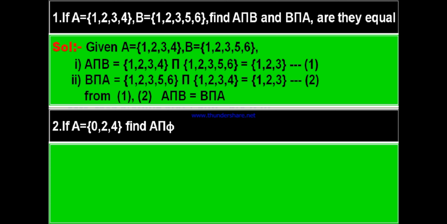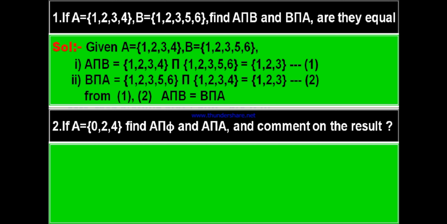Now question number 2. If A is equal to set 0, 2, 4, find A intersection phi and A intersection A and comment on the result. I shall repeat. If A is equal to set 0, 2, 4, then find A intersection phi. Phi means an empty set. And A intersection A. And comment on the result.